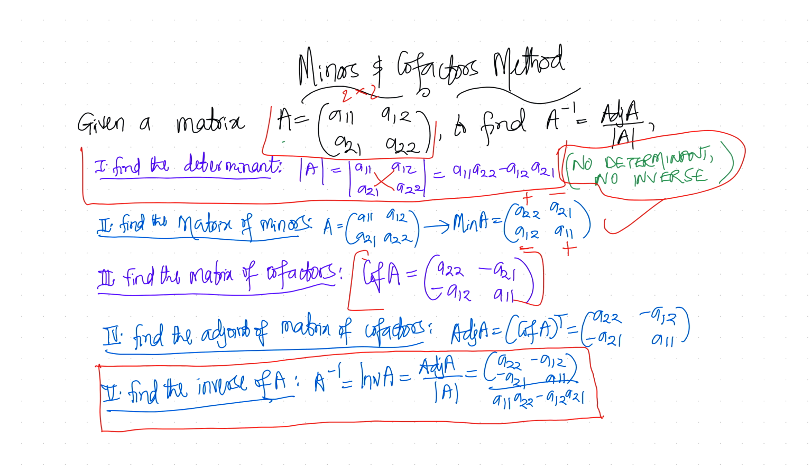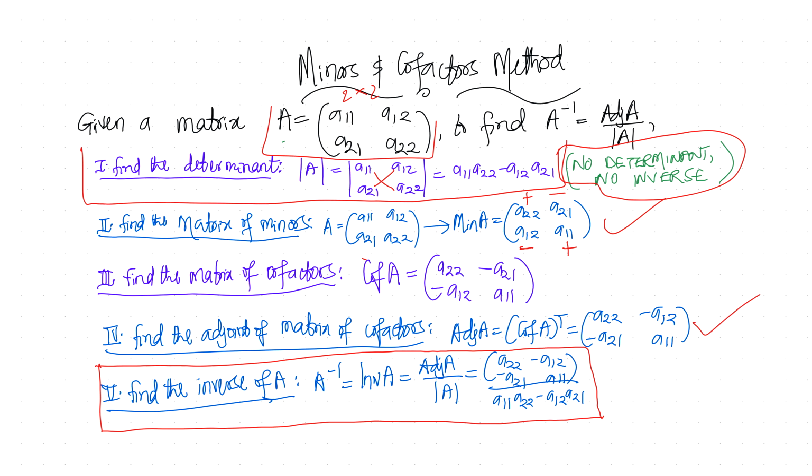So here, row 1 is A22, minus A21. That becomes the first column, A22, minus A21. Row 2 is minus A12, A11. Then that becomes minus A12, A11. By doing that, you simply get the adjoint of matrix A. So this is the adjoint now. And once you get the adjoint, don't forget the formula.